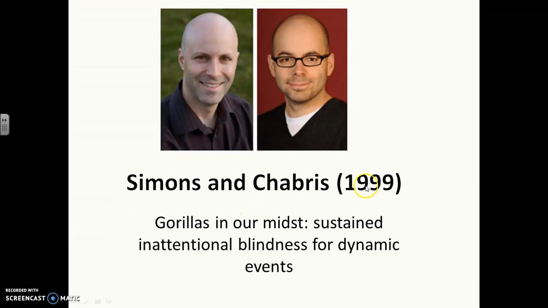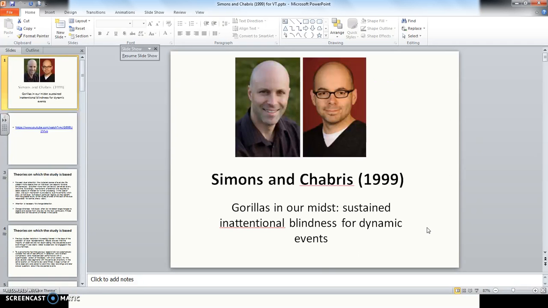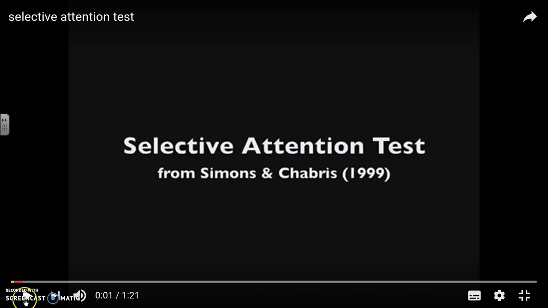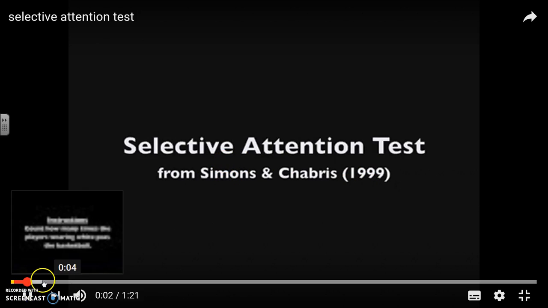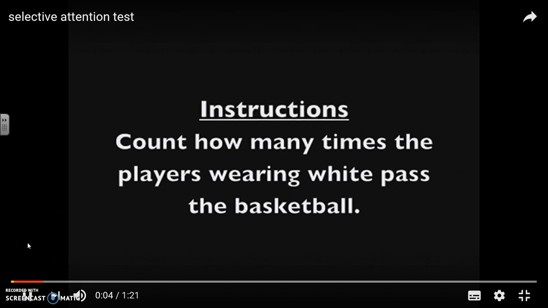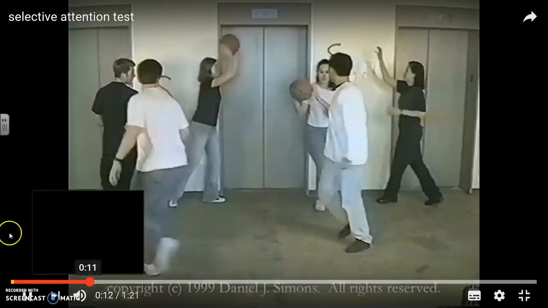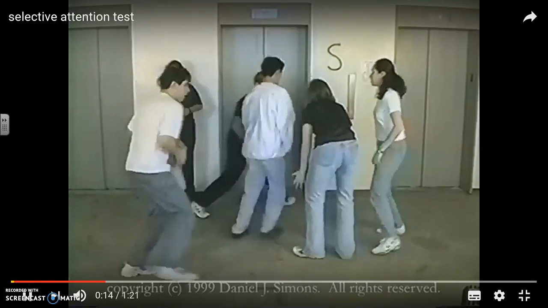Okay, so Simons and Chabris, 1999. This is linked to the key theme of attention in the cognitive area. So, to start with, if I just show you the clip very quickly, if you haven't watched it already, I don't want to spoil it for you, so you might want to pause and Google selective attention test on YouTube. But for those of you who have seen it, this is the stimuli they used.